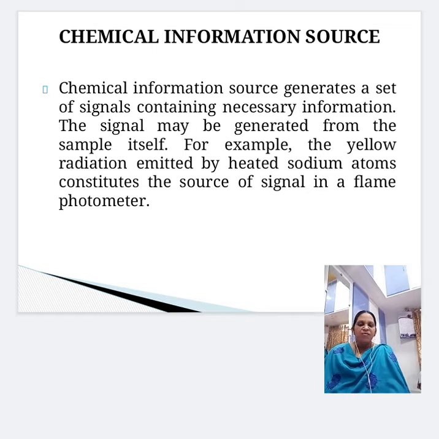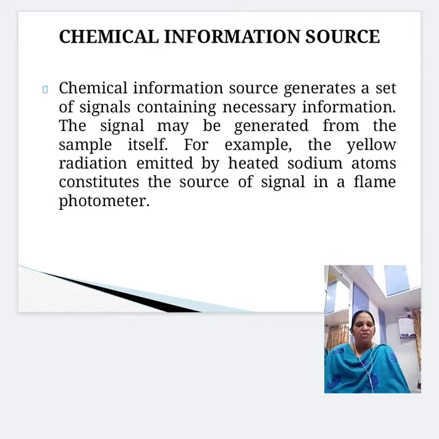When a stimulus in the form of light energy, thermal energy, or electrical energy in the form of current or voltage is passed on to the sample, when it penetrates through the sample, or in other words interacts with the sample, some change occurs in the sample. So the chemical information source generates a set of signals containing necessary information.